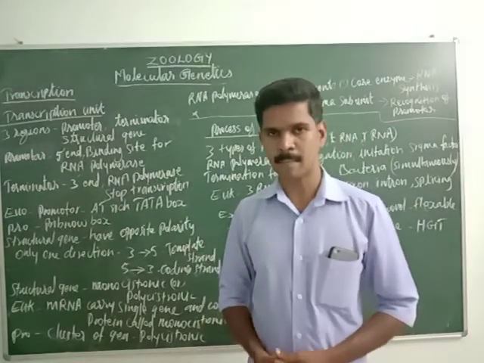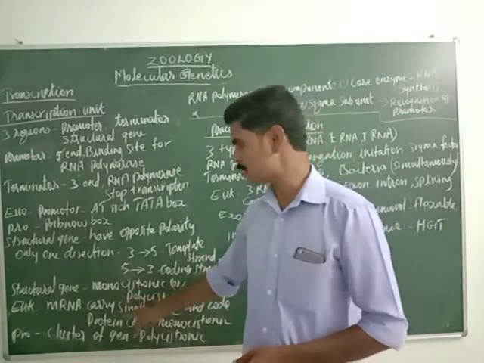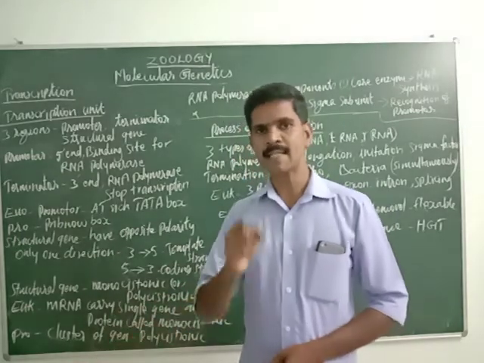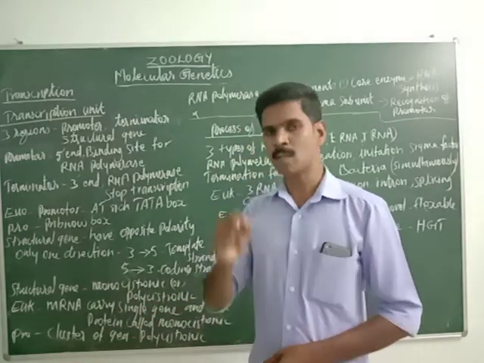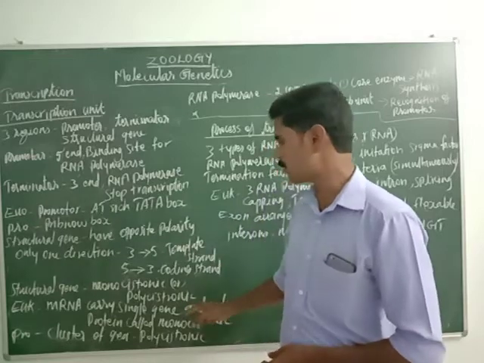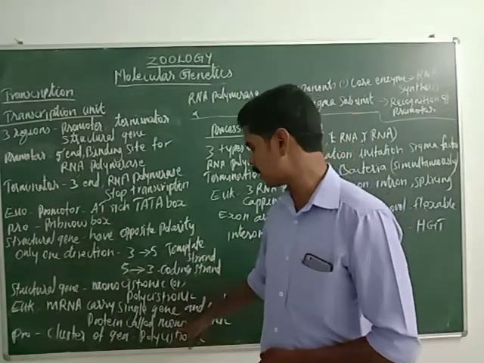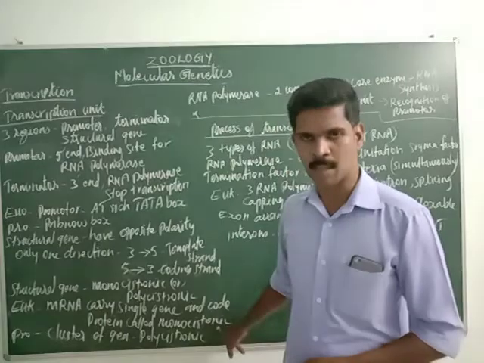Let me repeat this point. In eukaryotic organisms, the mRNA molecule carries a single gene, only one gene. That single gene is responsible for the production of protein, so that mRNA is called monocistronic mRNA.